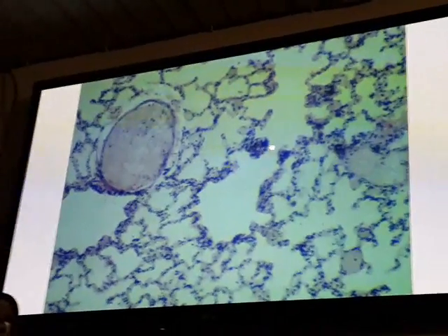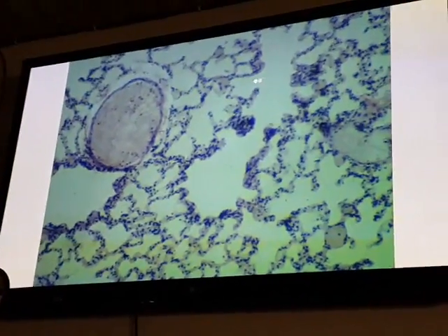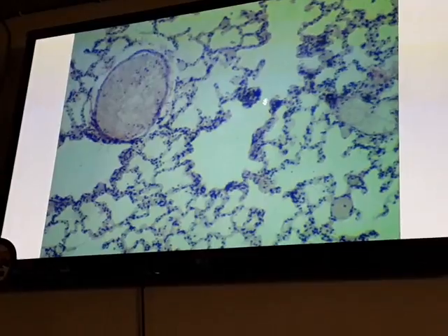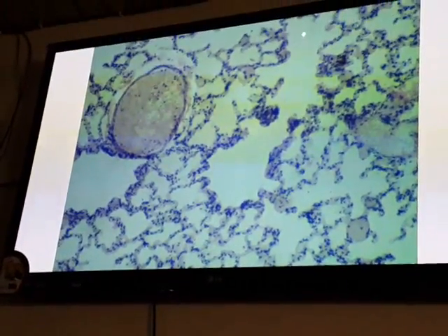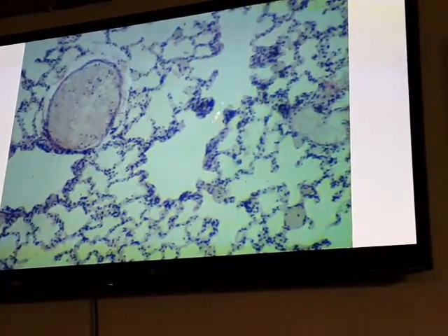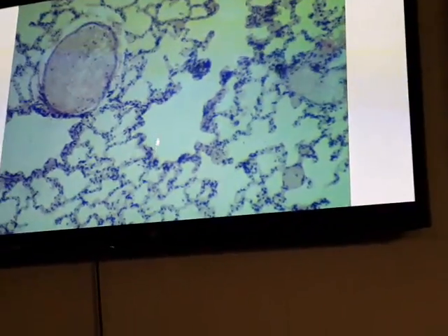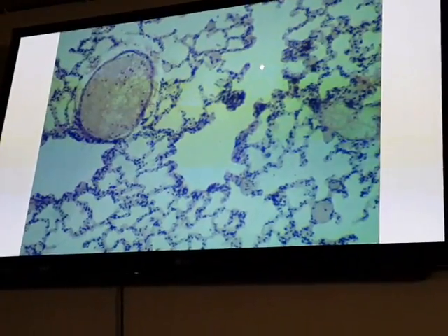Moving distally along the respiratory bronchiole, we can see the number of opening alveoli increases, and there is nothing found in the wall. So this structure is called alveolar duct. This is respiratory epithelium, a respiratory bronchiole, and this is alveolar duct.